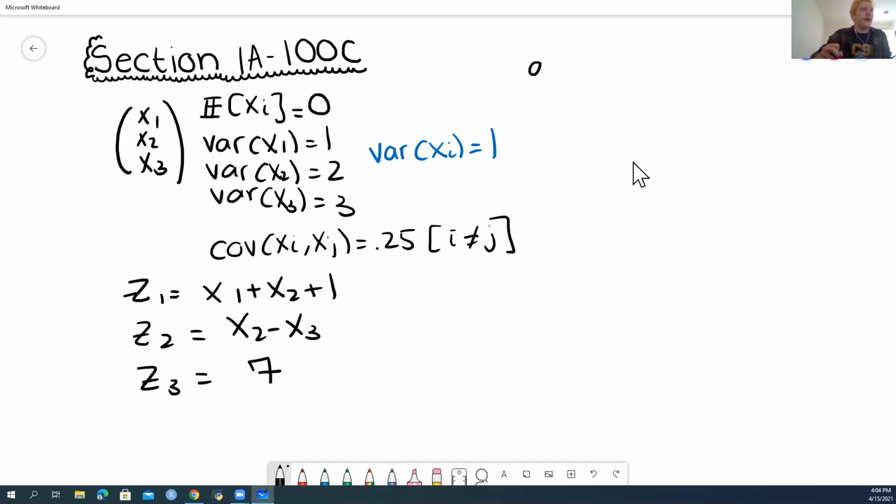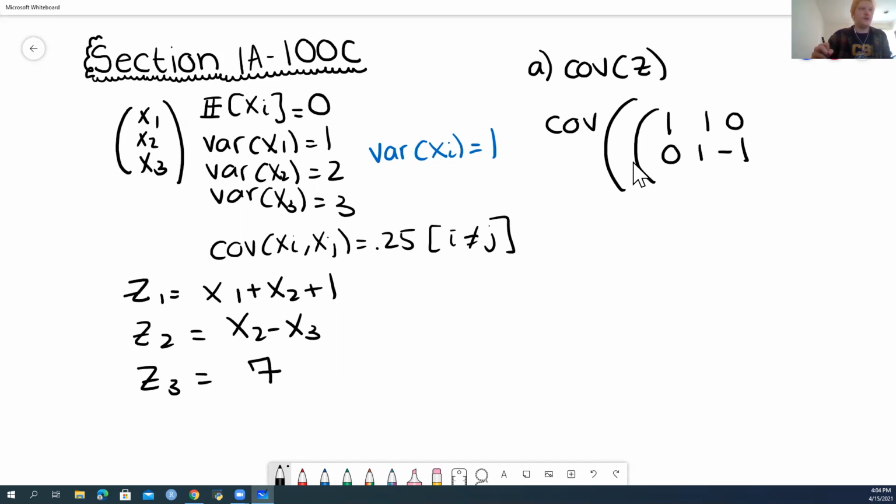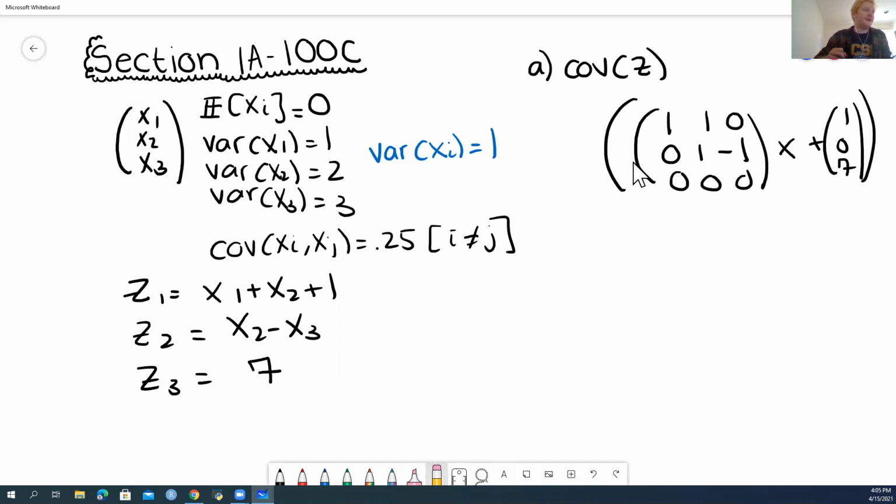I'll do it over here. So A, he wants you to find the covariance matrix of Z. I'll just do this really quickly because I think it's kind of review. You just do the covariance of the matrix times X basically. So as you can see, this is going to be 1, 1, 0, 0, 1, negative 1, 0, 0, 0, X plus 1, 0, 7. I'm actually going to write variance because it gets kind of murky between the covariance matrix and the variance of it, and I prefer to write variance. It just makes more sense to me for some reason, but it doesn't really matter.